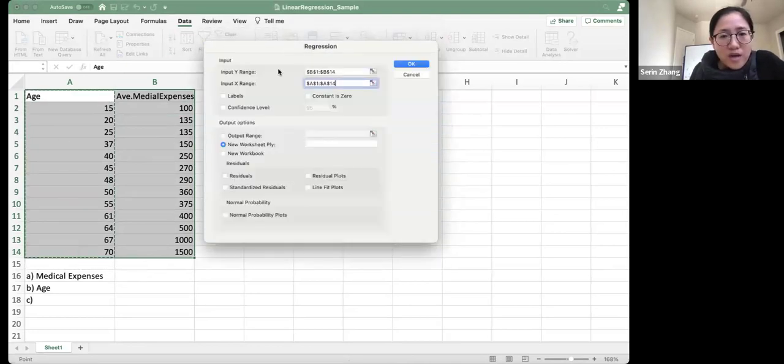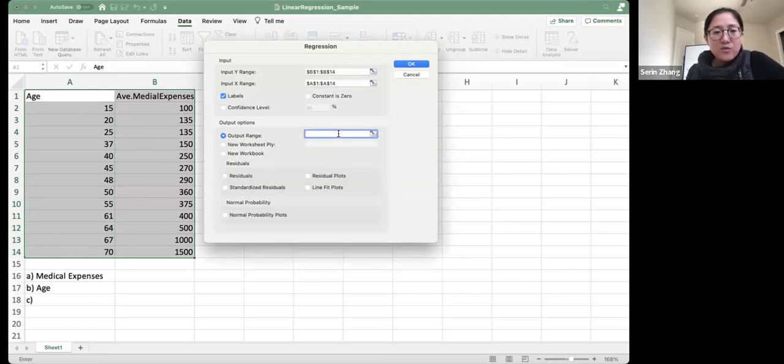Okay, and we have the labels. Well, in your file there are no labels, but I put them in. So click Labels and Output Range. I'm going to put this output table from D1. Okay, D1. And I'm going to put the line fit plots. So click OK.